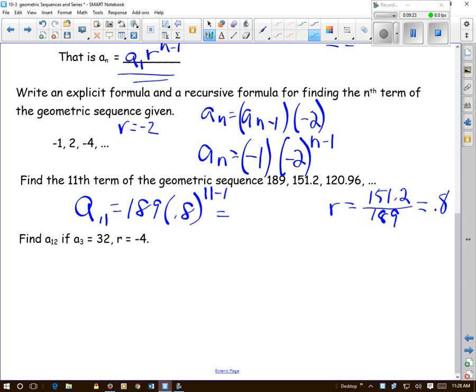Right. So if it asks for the 4th term, certainly you could just use the recursive formula and multiply that by 0.8. Even the 5th term, maybe you'd want to just multiply by 0.8 twice. But when we're getting out to the 11th term, that's a lot of recursion to go through. So what do we come up with for an answer here? 20.29?